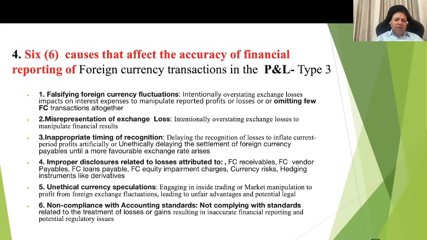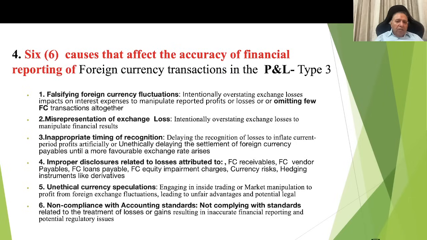Six causes that affect accuracy of the financial reporting. Number 1, falsifying the foreign currency fluctuations, intentionally overstating exchange losses, impacting the interest expenses to manipulate the reported profits or losses, or omitting a few foreign currency transactions altogether. Number 2, misrepresentation of the exchange loss, intentionally overstating the exchange losses to manipulate financial results. Number 3 is inappropriate timing of the recognition, delaying the recognition of the losses to inflate current period profits.